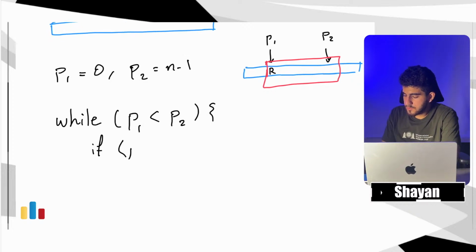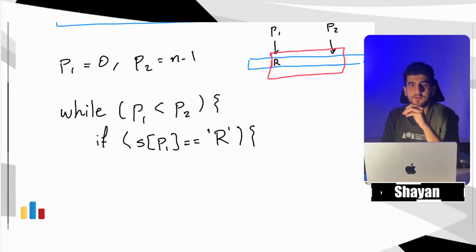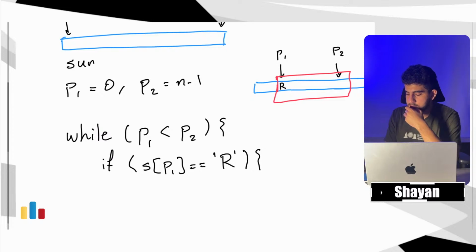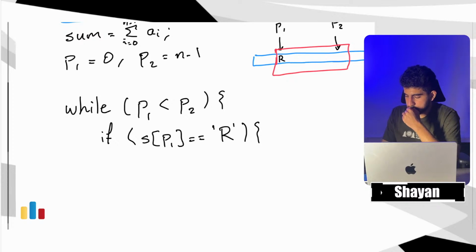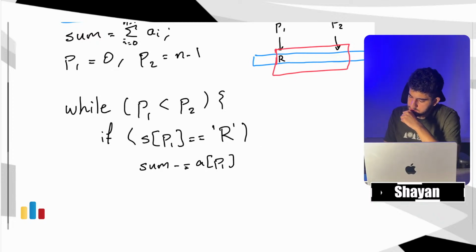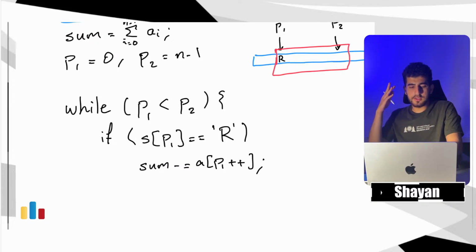If S of P1 was equal to R, just say P1 plus plus, and let's also keep the sum of this interval. You will see why I keep the sum. So let's have some sum that is initially the sum of all the numbers. I just want to keep the sum as well; you will see why it is helpful. So I delete it from my sum: sum minus equal to A of P1, and P1 plus plus. I can also write it like this: sum minus equal to A of P1 plus plus. It both removes this value from sum and also increases P1 by 1.